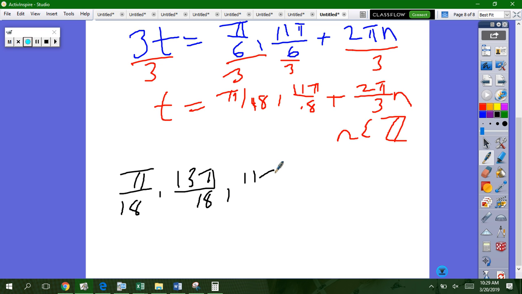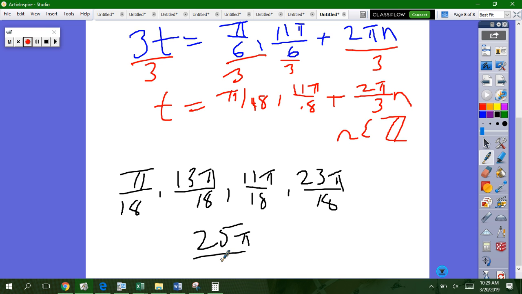11 pi 18ths, because that's given. But if I add 2 pi thirds to that, which is 23 pi 18ths, correct? Could I add some more? I could get 25 pi 18ths, because I'm not to 2 pi yet, which is 36 pi 18ths, right? Is everybody with me on here, understanding how I'm getting these?